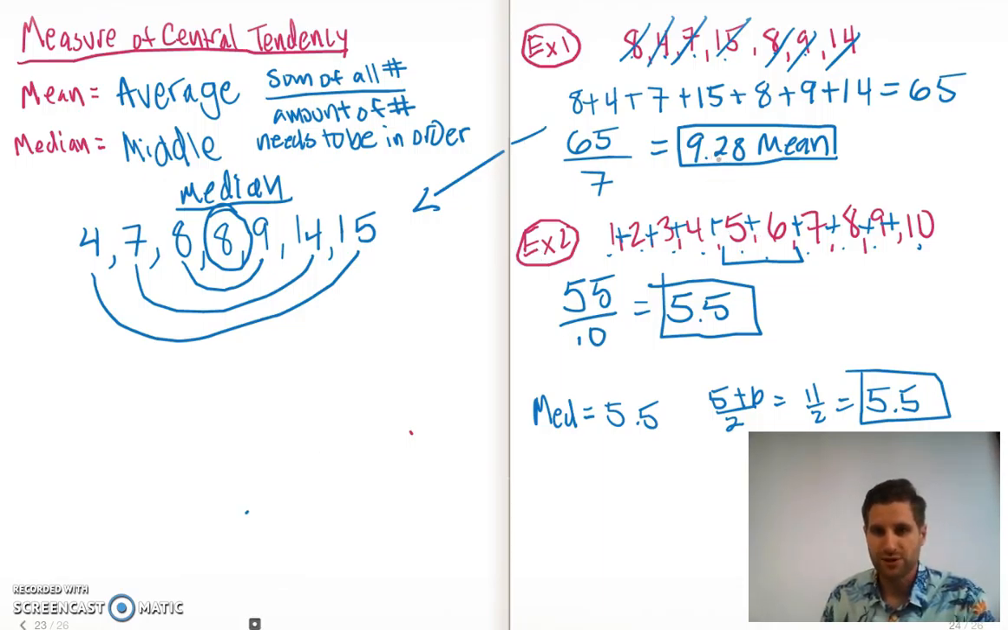The mean is 9.28, my median's only 8. That's because these two numbers are really big. 14 and 15 are bigger numbers, so it pulls my mean upward. Down here, since we're equally spaced, they're 1 apart, my median and my mean are congruent. Okay? We'll talk about that more.